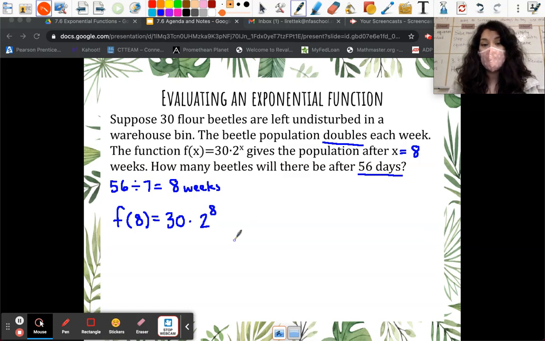It's going to be replaced with an 8. And then I just evaluate this. I'm going to do the power first. I'm just following order of operations. And this is probably where you're going to want to use a calculator to make quick work of it.